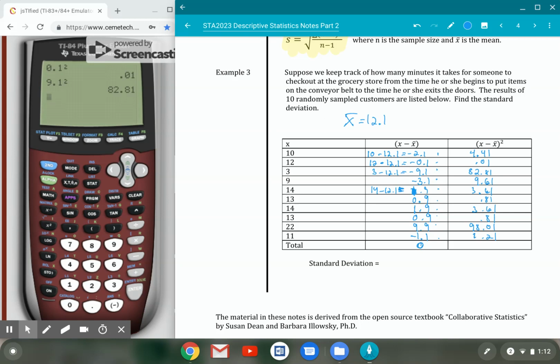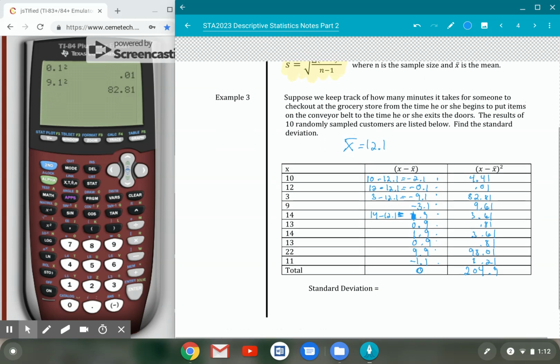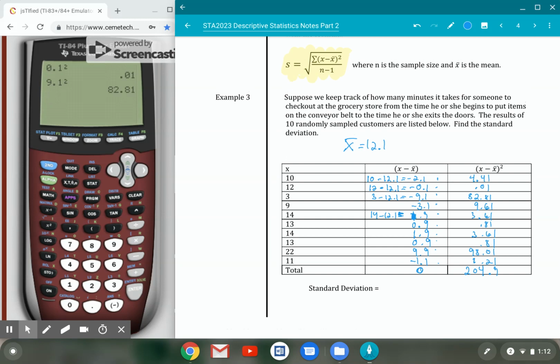And so now what I want to do is add these 10 squared values together. So the 4.41 plus 0.01 plus 82.81. Happen to have done this ahead of time. It is 204.9. So essentially, I've done the top part of my formula. I've taken each x and subtracted the x bar. That's what I did in the first column. Then I squared all of them. That's what I did in the second column. And then this sigma, this summation, it means add them all together. That's what we just did.